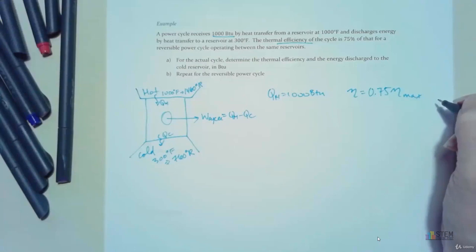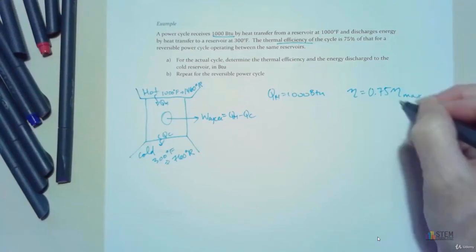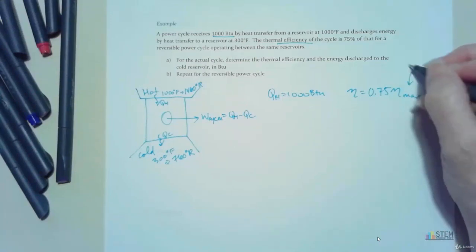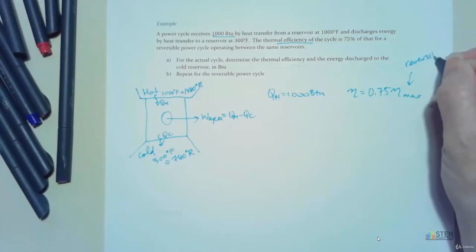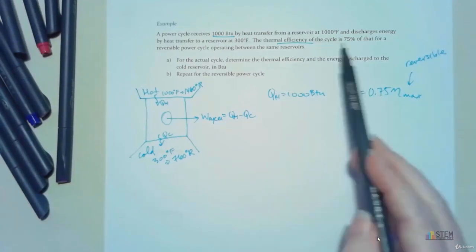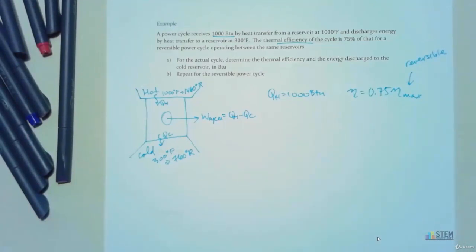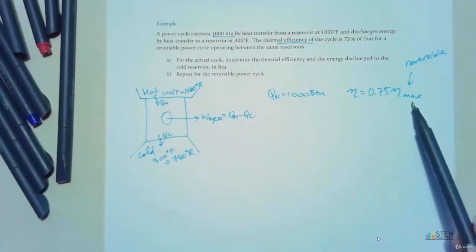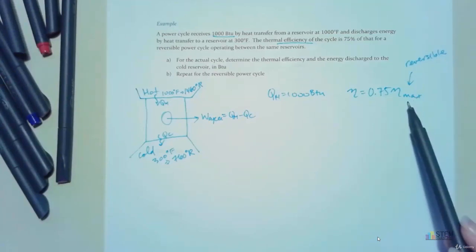Now remember why that is? That's because this eta max was for a reversible power cycle. Okay, so that takes care of the information that was given to us in the problem. Now let's go ahead and find eta max.